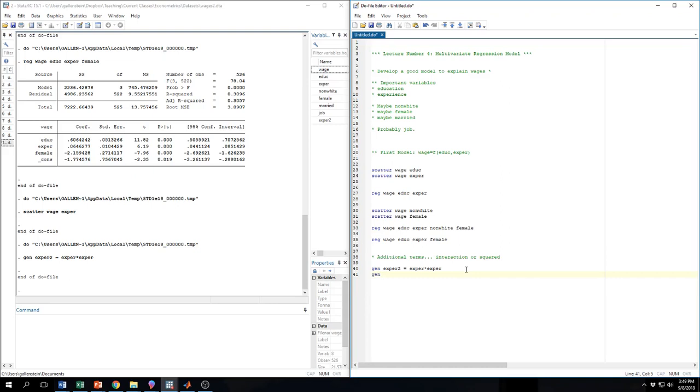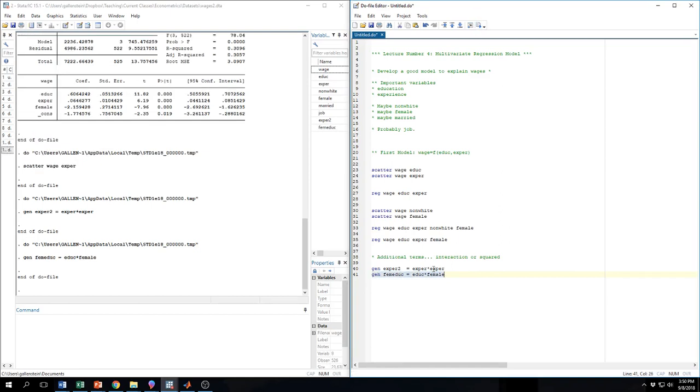So let's do it. Let's do FEM, EDUC. We're going to interact those two. All right. Education times female. So now we've got an interaction term. We've got a squared term. Let's check it out. Let's run our best model so far.